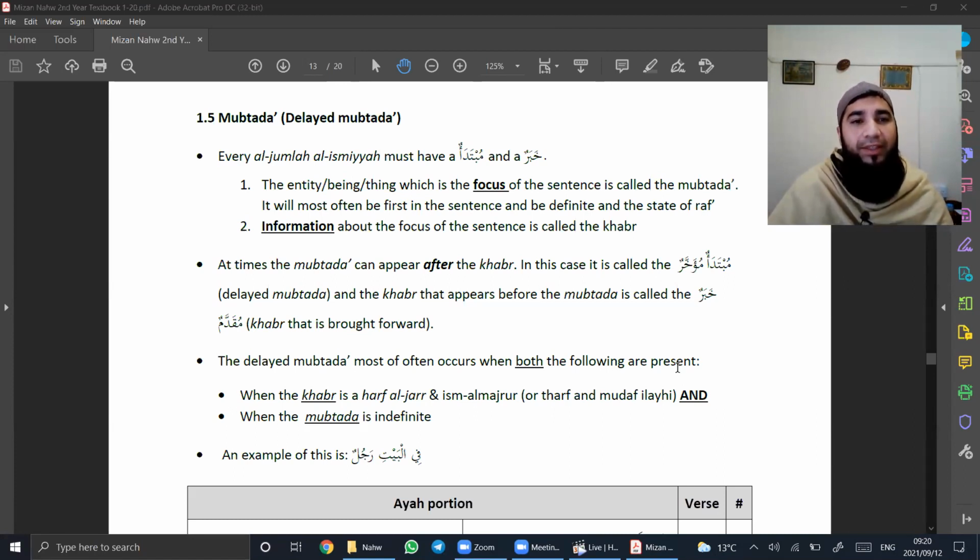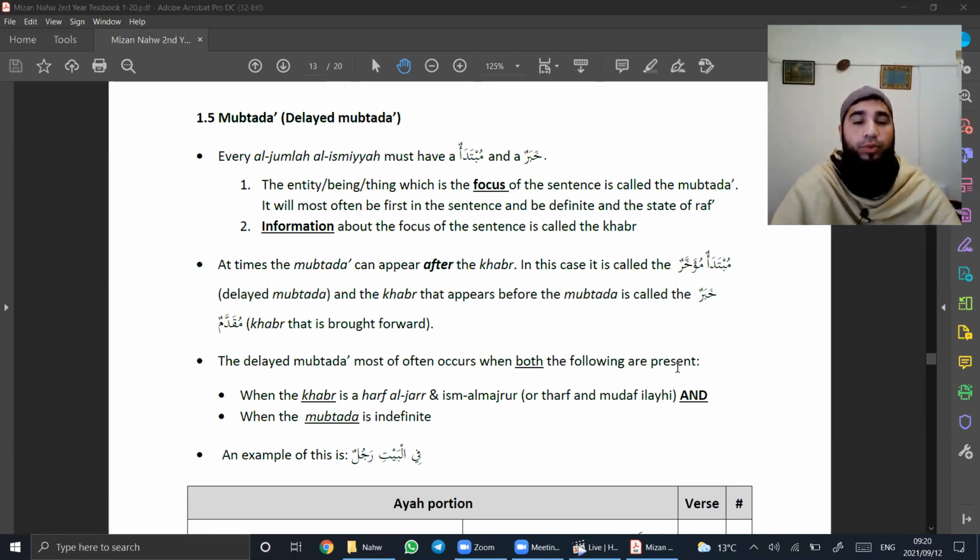We call the mubtada the delayed mubtada, and the khabar that comes before the mubtada, we call it the khabar muqaddam, the khabar that is made to precede, the khabar that is brought forward. Those are very obvious names. Mubtada mu'akhar, the delayed mubtada, and the khabar muqaddam, the khabar that's brought forward. It's very literal in relation to what's happening in the sentence.